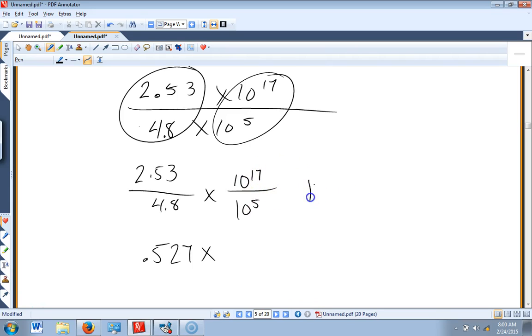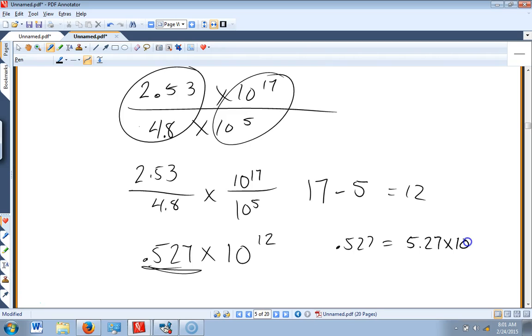We're going to subtract those exponents, 17 minus 5. And so 10 to the 17 minus 5 gives us 12, so 10 to the 12th power. Now we have to fix this real fast. 0.527 is equal to 5.27 times 10 to the negative 1. So again, we have to divide 5.27 by 10 in order to get 0.527. So that's why we're doing 10 to the negative 1 here.